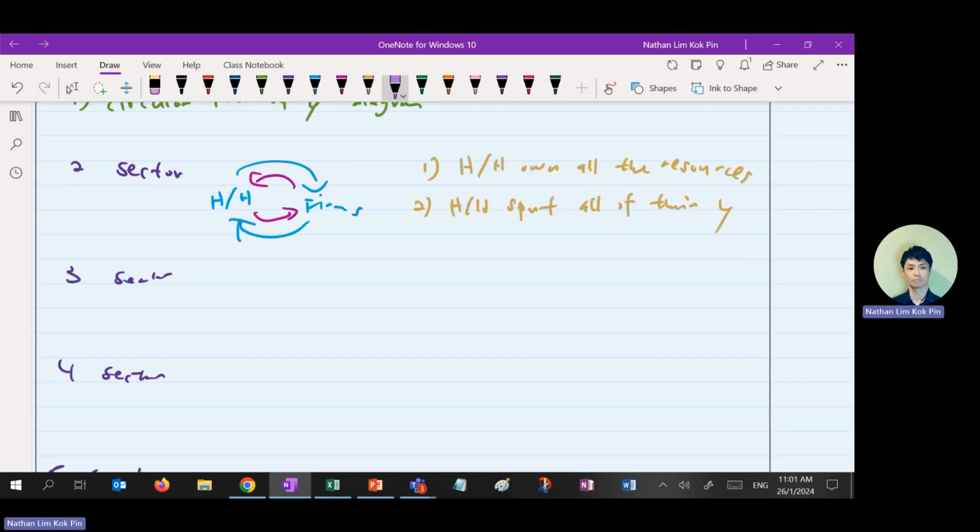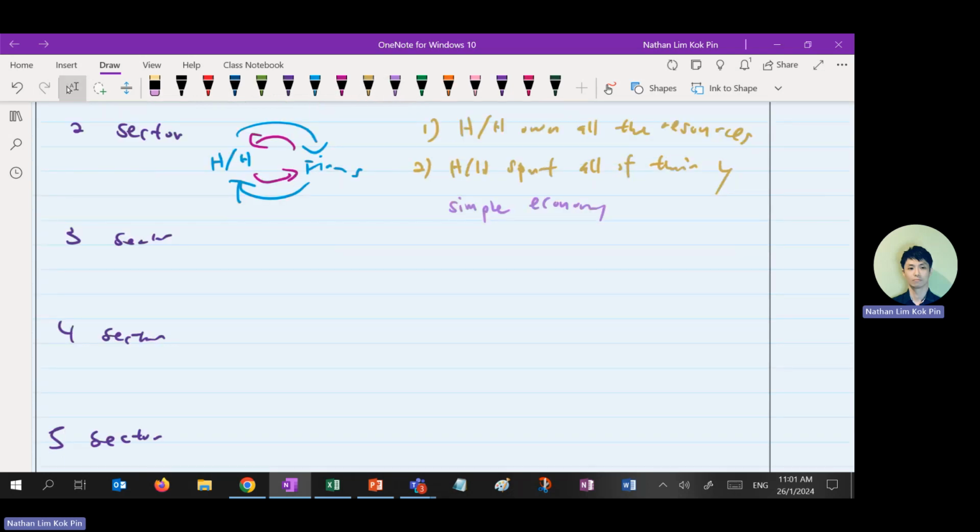2 sector is known as a simple economy. It's not even an economy actually, although it's known as a simple economy. Today I'm going to show you in the tutorial question again why only 4 sector is considered a closed economy. Why not 2 and 3 sector? Today I'm going to write the entire essay for you, so that you understand better, right?